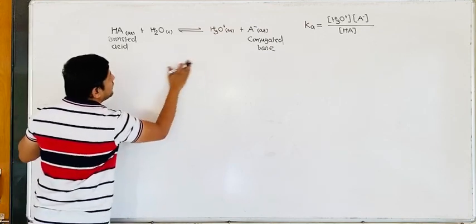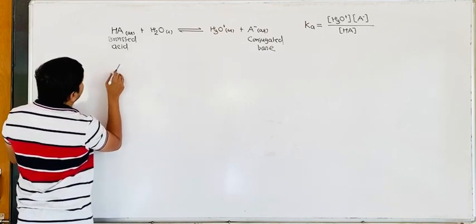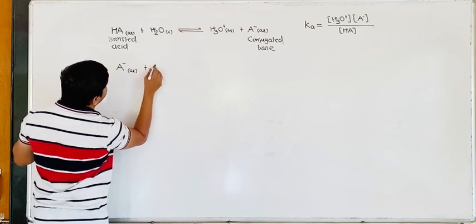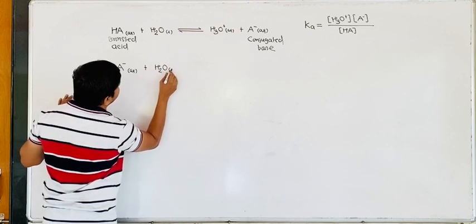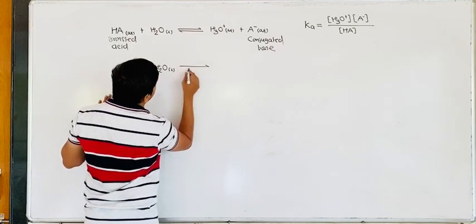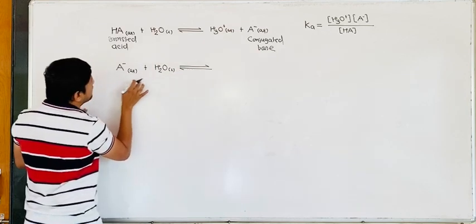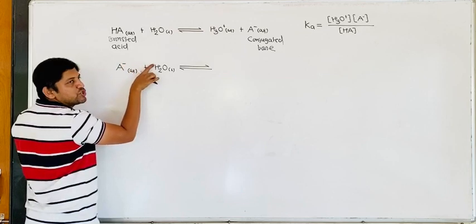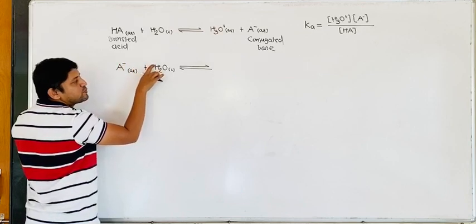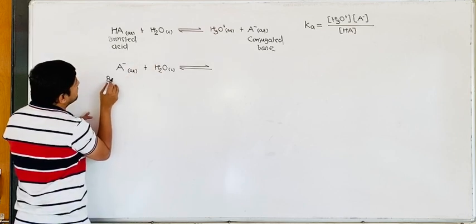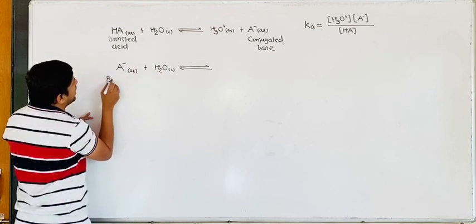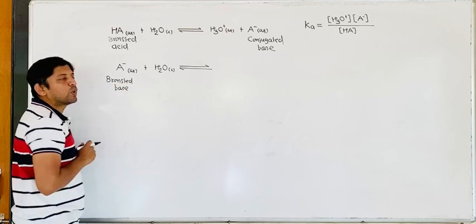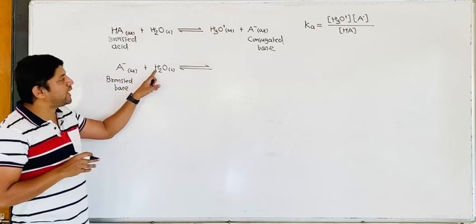Now consider a reaction like A minus aqueous ion interacts with H2O liquid, and this time H2O liquid donates H plus ion to A minus. A minus ion acquires H plus ion from H2O. As A minus ion acquires H plus ion from H2O, it acts as Bronsted base, proton acceptor. It will accept H plus from H2O.